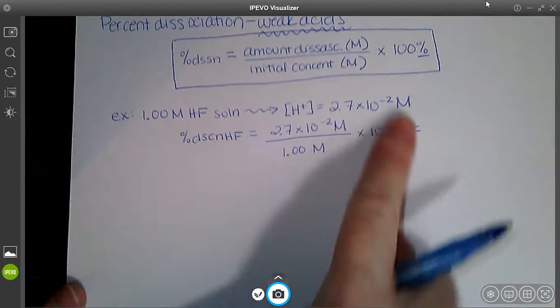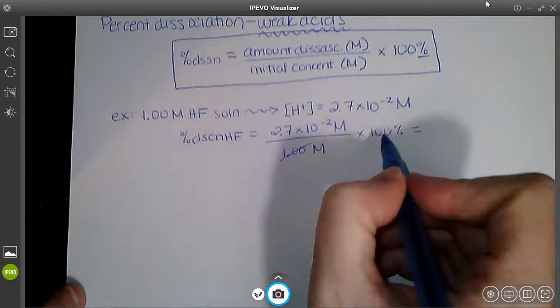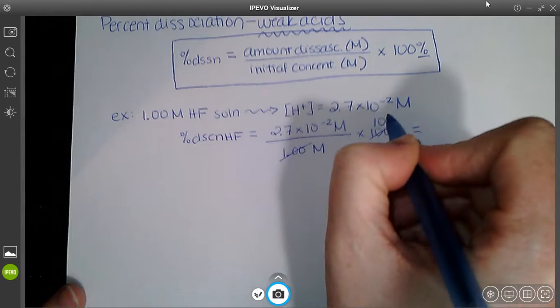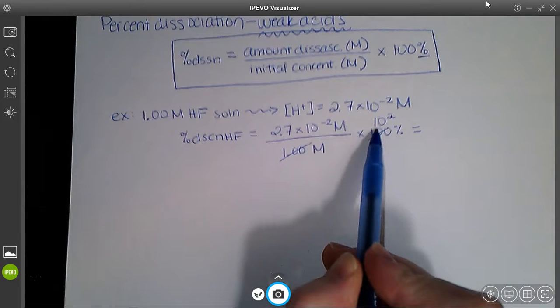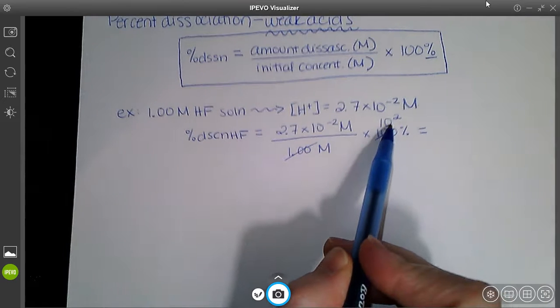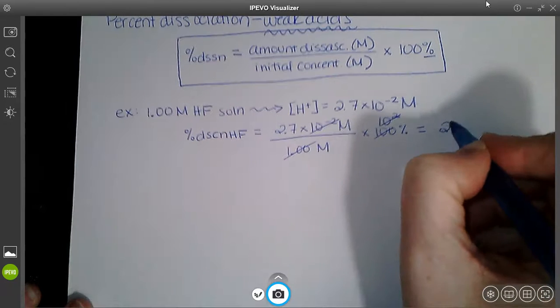If I'm going to do this, I'm going to work out the numbers. Clearly divided by 1 doesn't do anything. Times by 100 is the same thing as times by 10 to the second. Now I'm doing 10 to the negative second times 10 to the second, so it's 10 to the negative second plus 2, or 10 to the 0, which is 1. So those cancel. So this is going to be 2.7%.